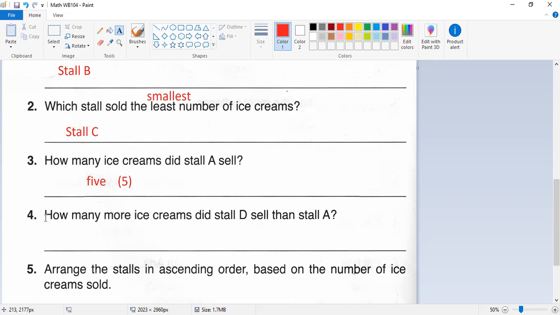Number 4. How many more ice creams did stall D sell than stall A? So this is the difference.